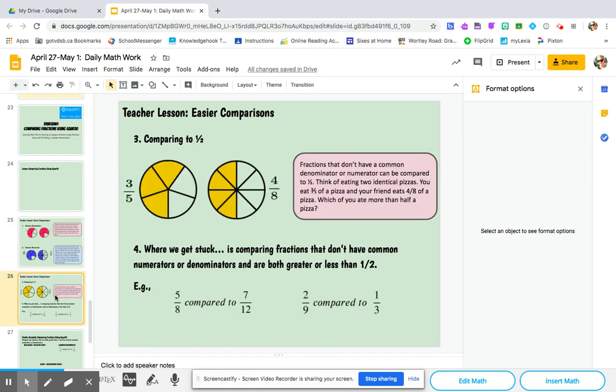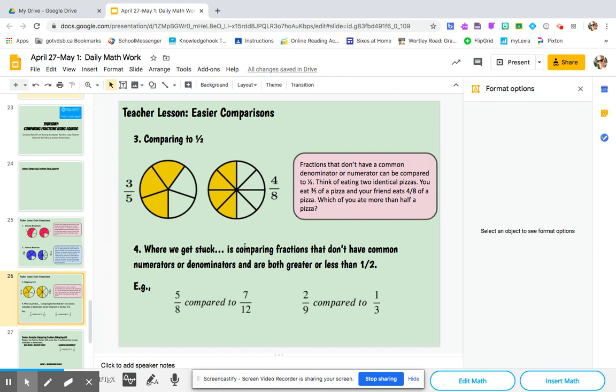Comparing to a half is another good strategy to use. When we're given two numbers like 3/5 compared to 4/8, we can think about them in comparison to a half. We know that 4/8 is a half, and we can figure out that 3/5 is greater than the half. As long as we know what half of 5 is, or 2.5, we know 3 is more than that. So comparing to a half is another good strategy to use when both the numerator and denominators are different.